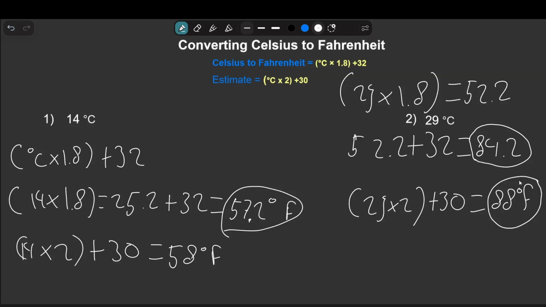So as you can see, it is very close to each other. So you can use this one, but I would use the exact one if you get it on a test or something.